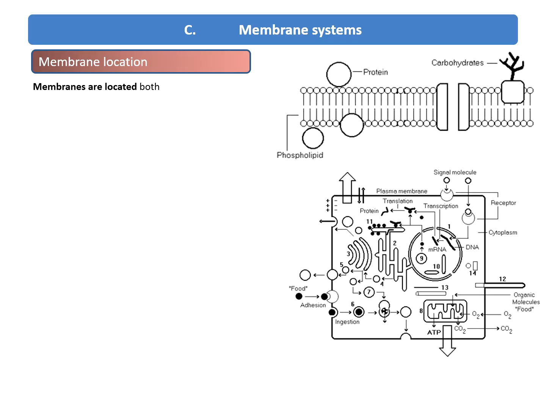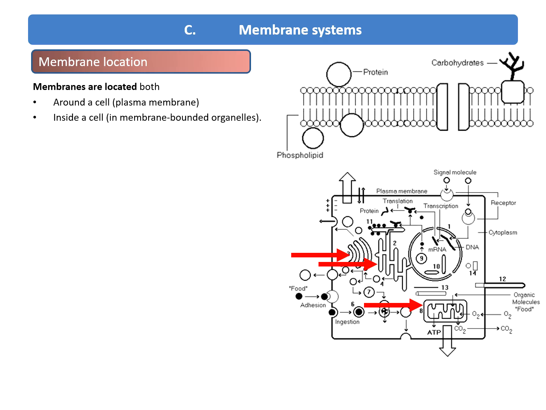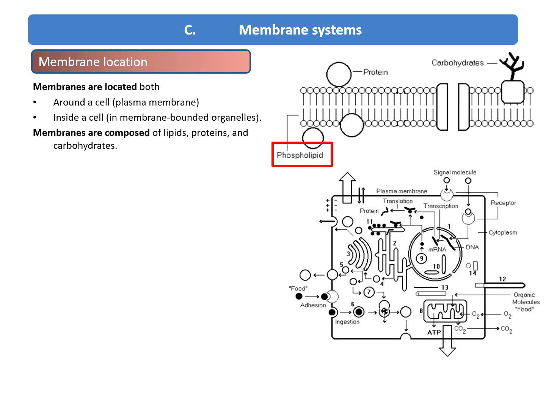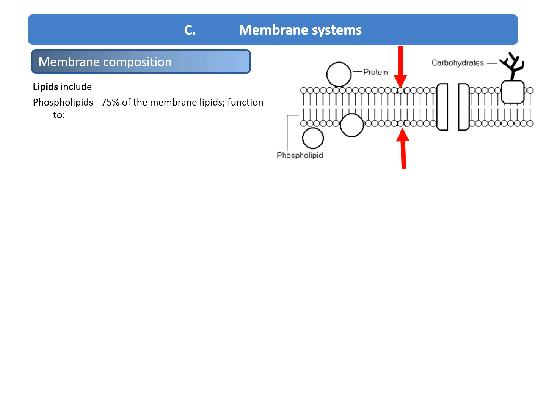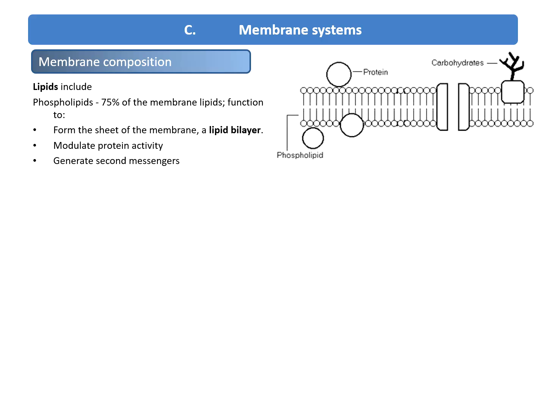Cellular membranes are located around the cell in the form of the plasma membrane, and inside the cell, associated with the membrane-bounded organelles. Membranes are composed of lipids, proteins, and carbohydrates. The lipids include phospholipids. They make up roughly 75% of the membrane lipids. They have a variety of functions. They form the basic sheet of the membrane, called a phospholipid bilayer. They modulate protein activity, and they generate second messengers. We'll have more to say about this at a later time.